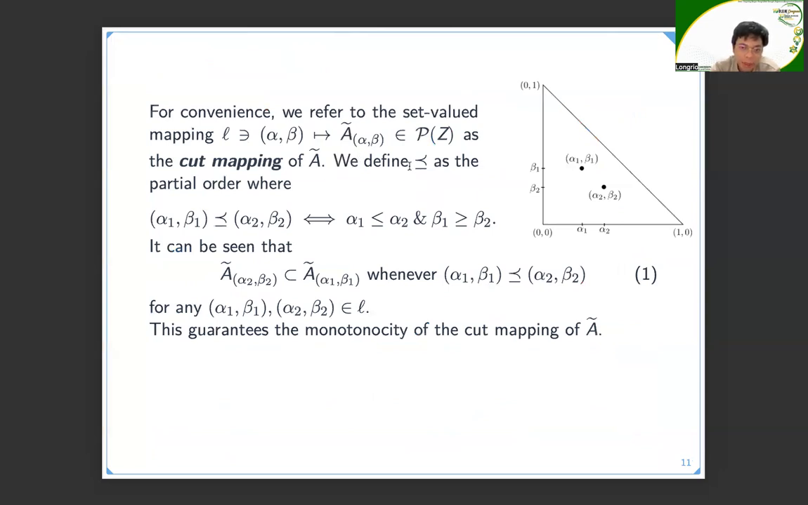We define this as the partial order where this ordered pair is inferior to this pair if and only if component-wise we have this relationship: alpha 1 less than or equal to alpha 2, while beta 1 is greater than or equal to beta 2. It can be seen that this set is contained in this set whenever we have this ordering for any pairs in this area. This guarantees the monotonicity of the cut mapping of our fuzzy set.